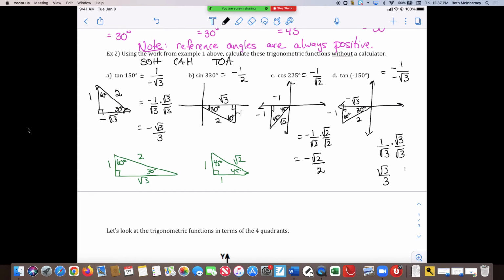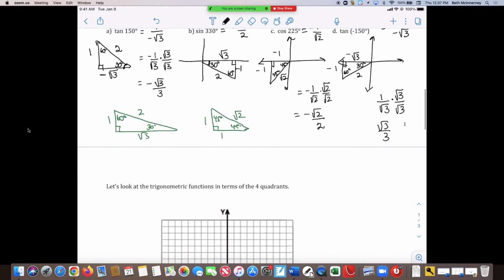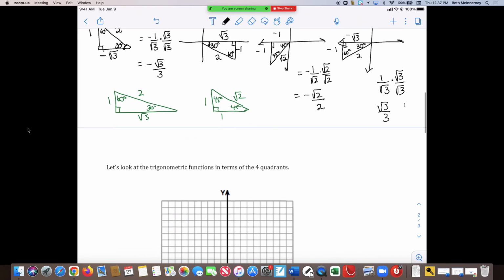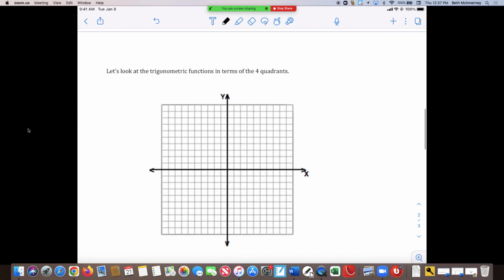Do you see that's the hypotenuse? The hypotenuse represents the radius of the circle that we're not drawing. And a radius can't be negative. So the hypotenuse will never, ever be negative. That's a great question.